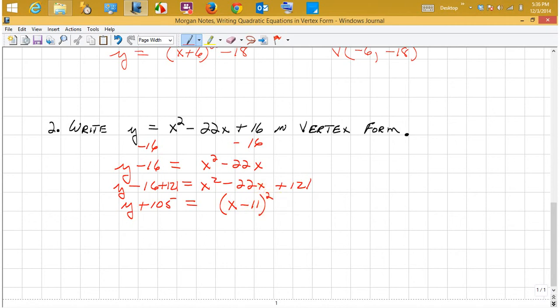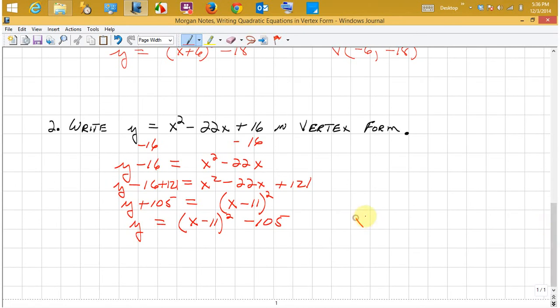And then my last step is just to move the 105 back across. So I'll subtract 105 from both sides. I get y is equal to x minus 11 squared minus 105. So the only thing different about what I did here is instead of having the number stuck out to the side on the right hand side, I put it on the left side, and then of course when I added the c to it, it gave me a number 105 in this case, and I moved it back across. So that may be cleaner for you to do if that's what you like. The vertex on this one would be 11, negative 105.